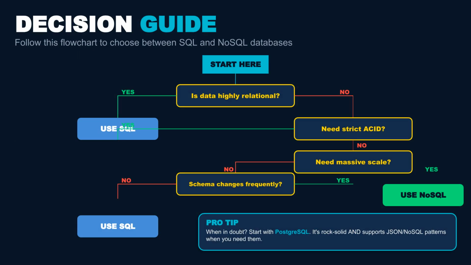Here is a decision guide. If data is highly relational or requires strict ACID properties, use SQL. If you need massive scale or frequent schema changes, choose NoSQL. When in doubt, start with Postgres, as it offers a blend of SQL reliability and NoSQL flexibility.